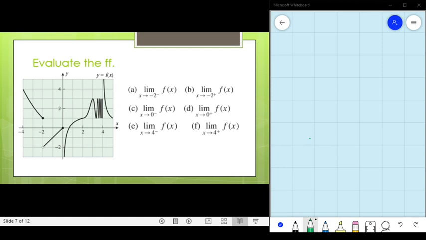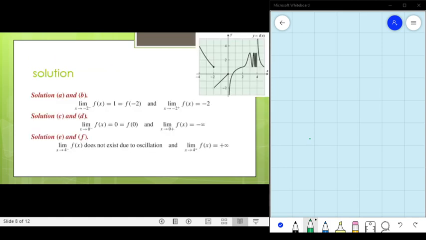Let us find first the limit of the function as x approaches -2 from the left and from the right. The next, the limit of f of x as x approaches 0 from the left, then from the right. Then the limit of f of x as x approaches 4 from the left and from the right. So here are the solutions.